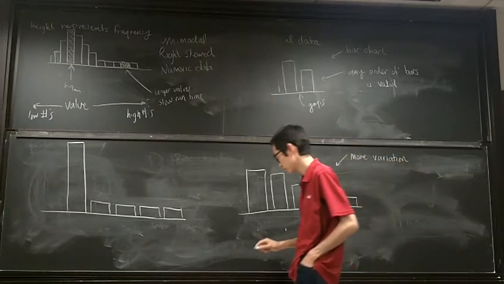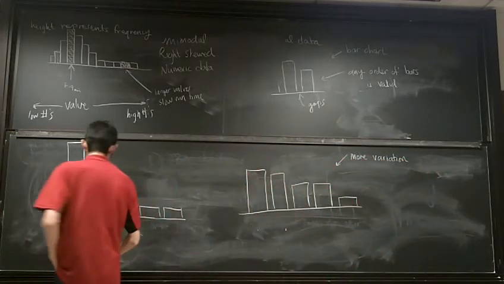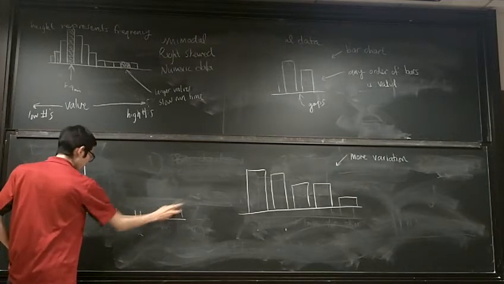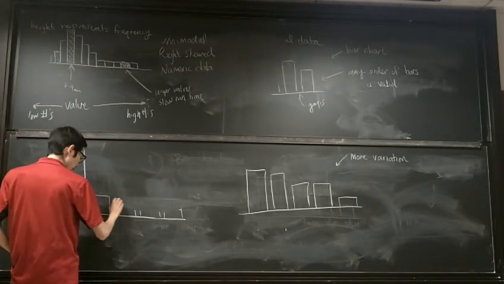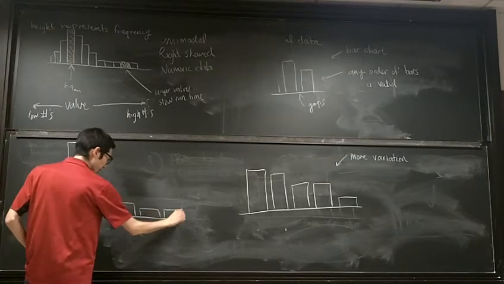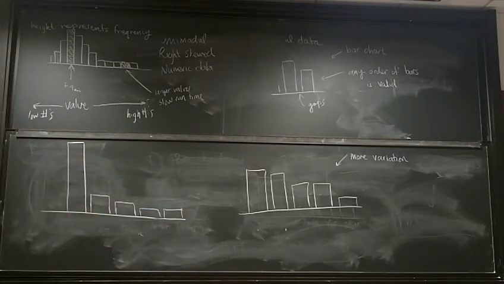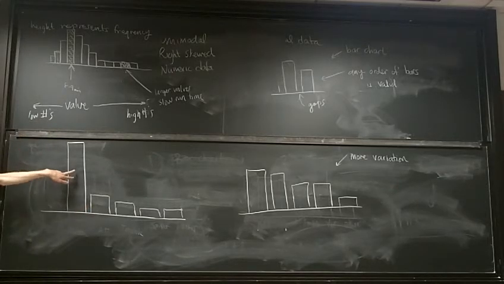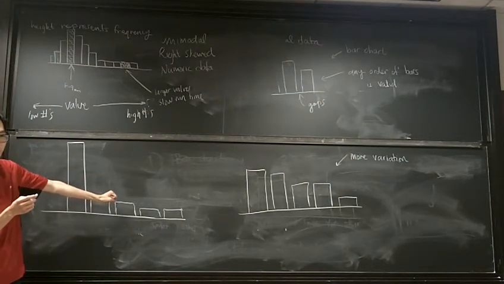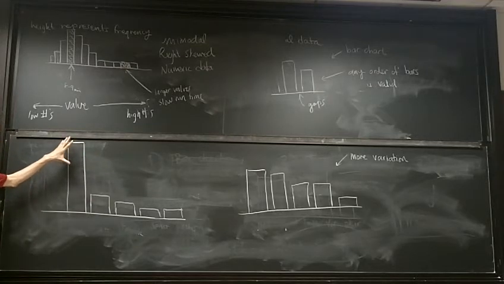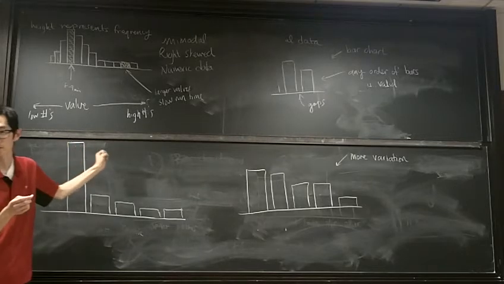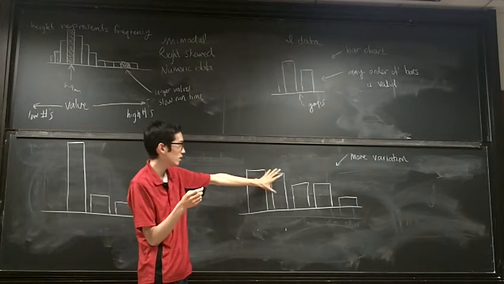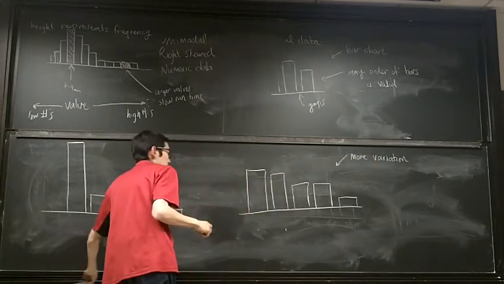Okay. And it's even if these ones were all different heights, okay. I kind of ended up making them all the same height. But how do we define variation over here? Okay. Here we have one category kind of towering over the other categories, okay? So the fact that most people fall in one category means there's less variation, okay? Over here, the fact that the bars are closer in height, okay?